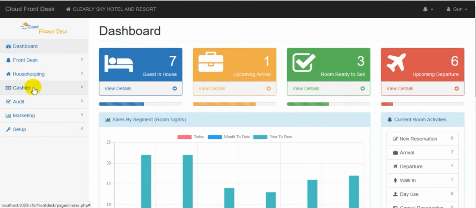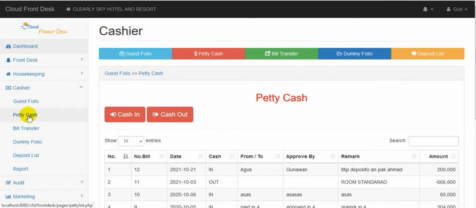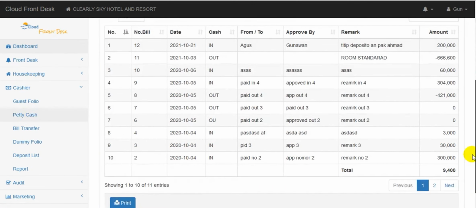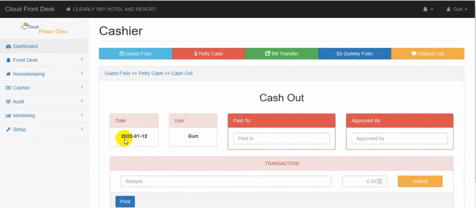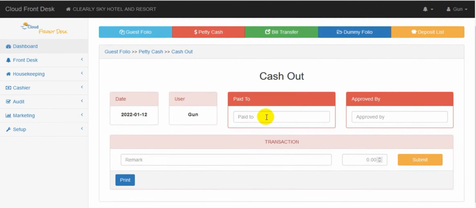Now, how to record expenses that have nothing to do with the guest folio, for example to buy gasoline? From the dashboard, we select the cashier, then we choose petty cash, so I don't go through the guest folio, because this is directly in and out without a guest, so it goes directly to petty cash. Or cash out, or if cash in, for example someone who left more money, it's different, outside of guests and so on.